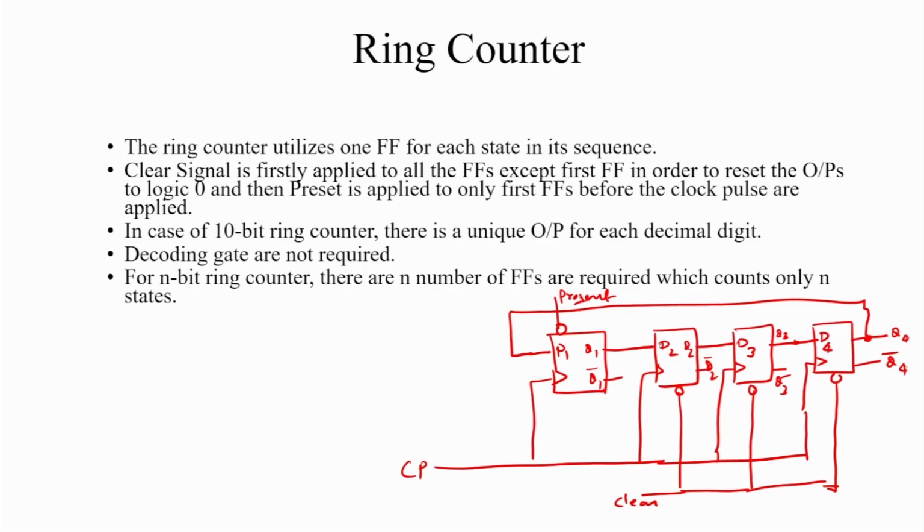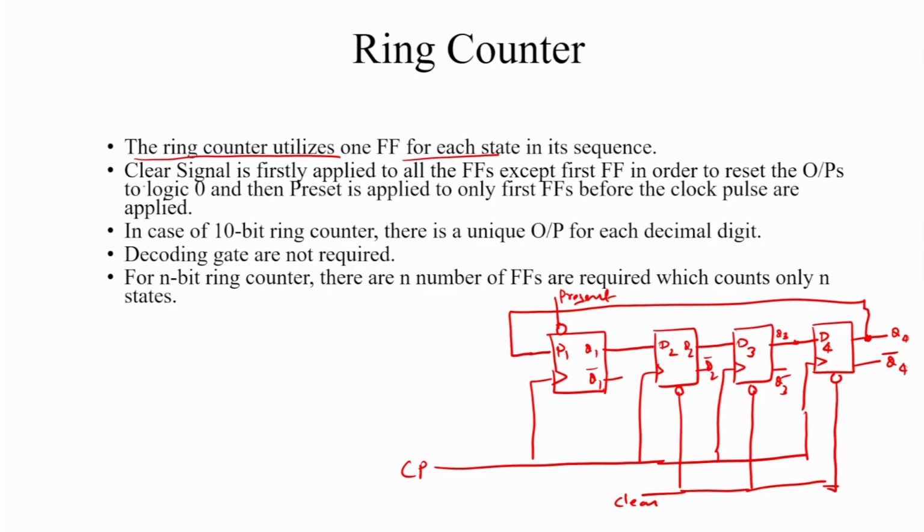And what sequence does it count? We know that when the preset is 1, the corresponding output value of the flip flop becomes 1. The ring counter utilizes one flip flop for each state in its sequence. Suppose we want to count 10 states, then 10 flip flops are required. Suppose we want to count a 4 sequence, then 4 flip flops are required. And what are the values of that counting sequence?